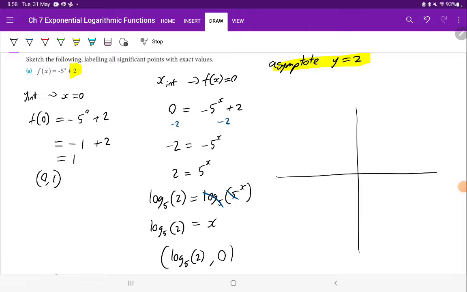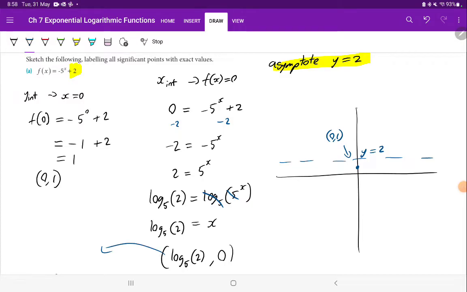So here's my axes, y equals 2, my asymptote. I've got the point 0, 1 as my intercept. And now the question is, where the heck is log 5 of 2? Well, this goes back to what we were trying to do before. How do we work out how big this is?